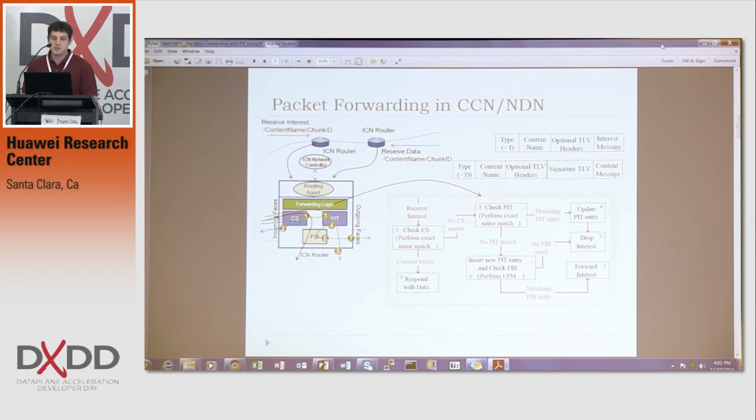When the router receives the interest, it first checks its content store to see whether there's an existing content in its cache. If there is, it responds with a data packet. If it doesn't, it goes through the pending interest table to check whether there's an existing request for that content. If there is no match, it needs to go through the FIB, performing the longest prefix matching, find the outgoing interface for that request, and insert a new PIT entry. After that, it forwards the interest. If there is an existing entry in the PIT and it is coming from a different interface, it updates the PIT entry and drops the interest. If it is coming from the same interface, it just drops the interest.